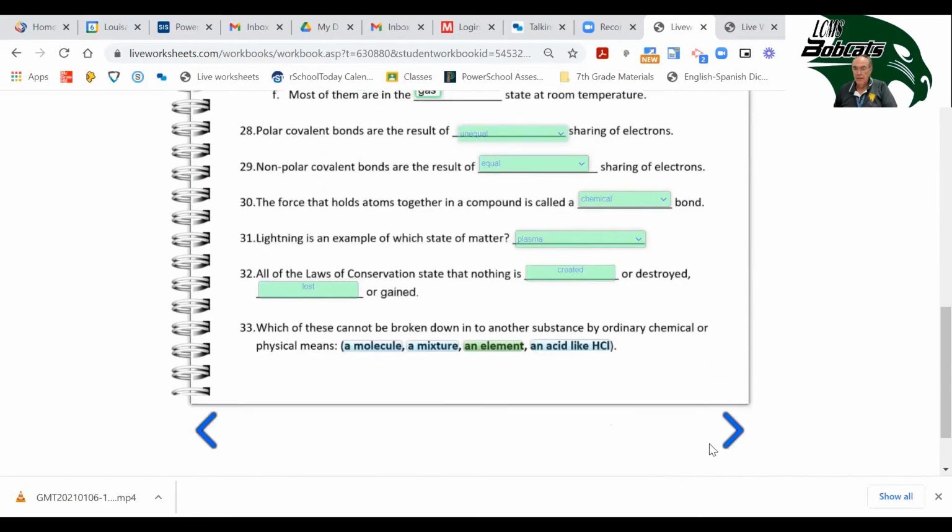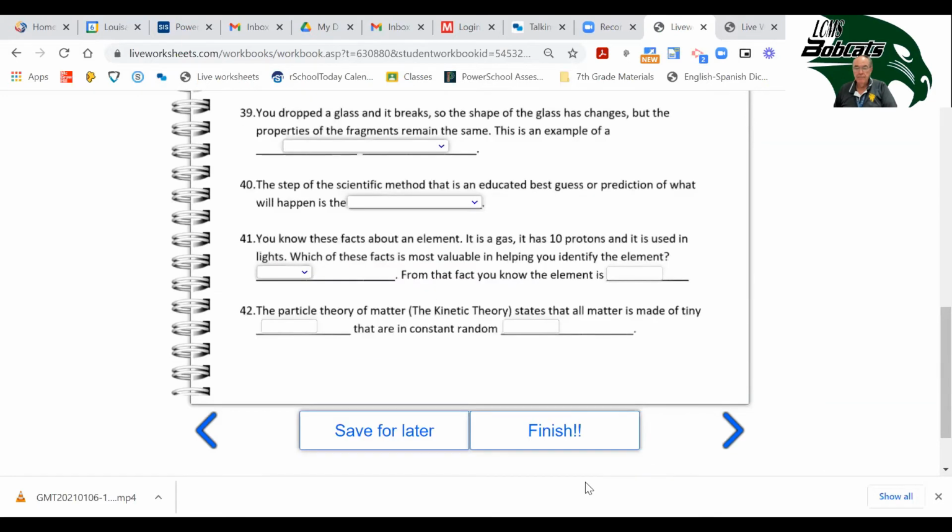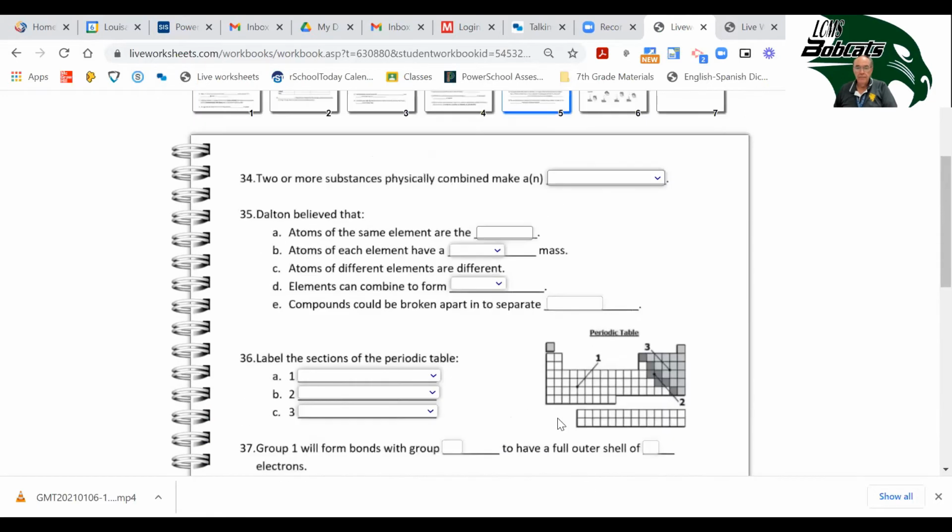Okay, let's take a look at this next page. Review. Okay, two or more substances that are physically combined do not make an element. They do not make a compound. That would be chemically combined. They make a mixture. Dalton believed that atoms of the same element are the same. Remember, we said it sounds kind of silly now, but at the time it was a big deal. Atoms of each element have a unique mass.